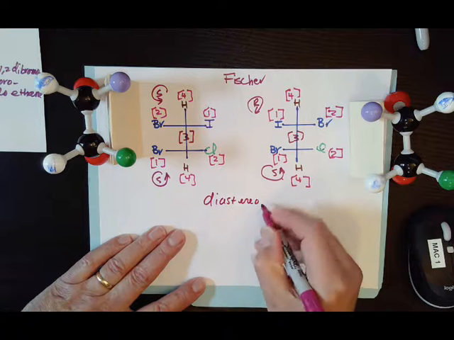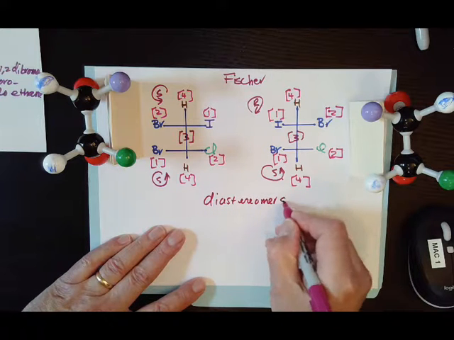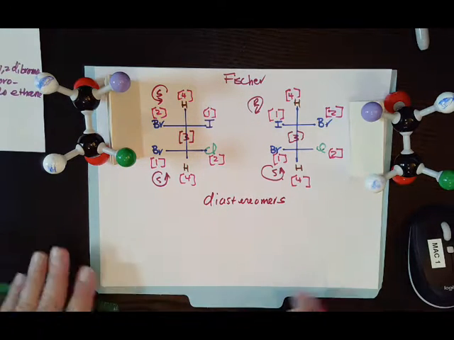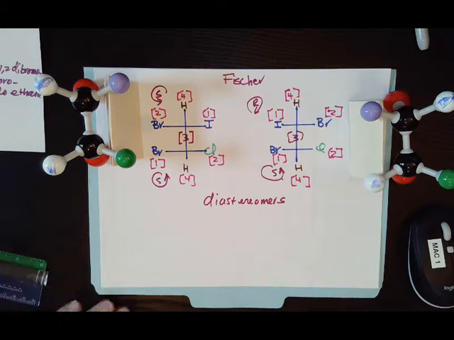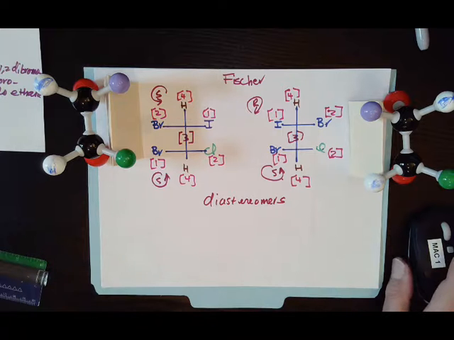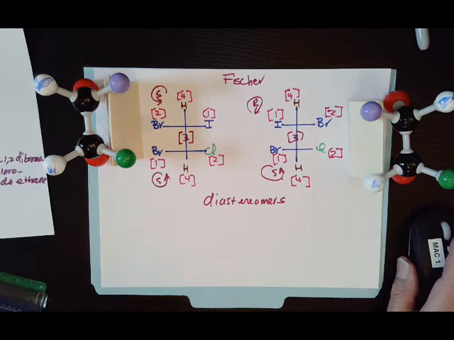Diastereo, I almost have trouble saying that. So diastereomers are different molecules. They have different melting points and different boiling points. They're not enantiomers. They're not mirror images. So they're different, and we learn how to identify diastereomers. Thank you.